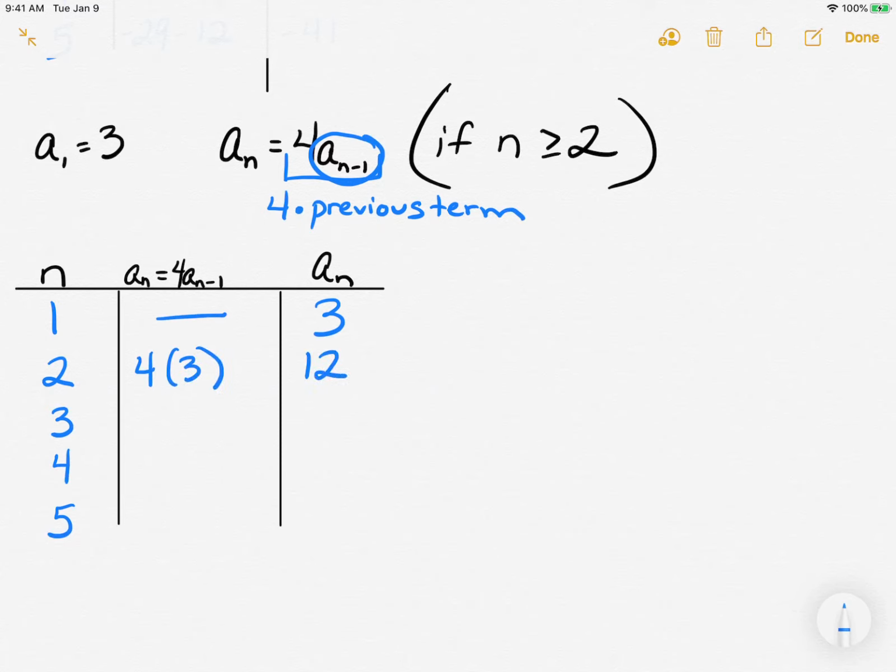Why is there a line on the number 1, for a n equals 4a n minus 1? Because I don't have to do any math for that one. The problem gave me the first term, just said it was 3. So I'm just doing a line to show I don't need to fill that in. Okay, the third term, I would do the previous term times 4. So 4 times 12, which would be 48.